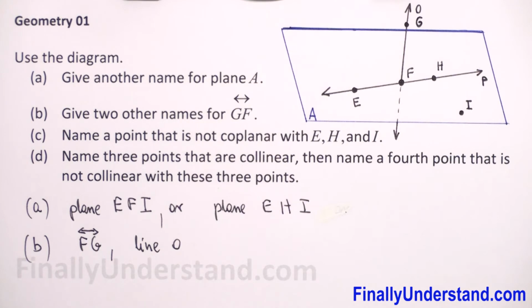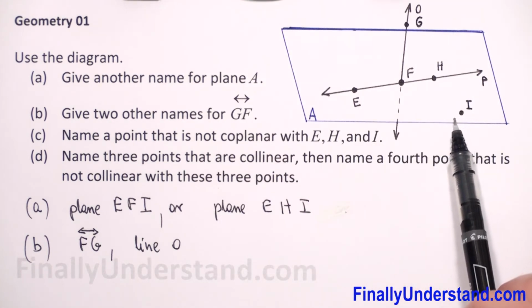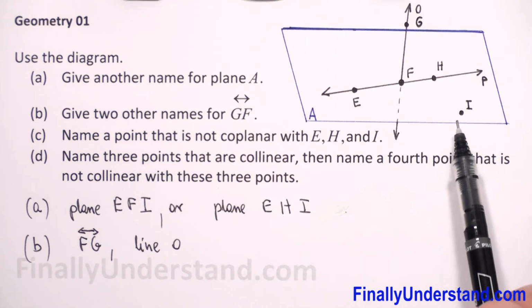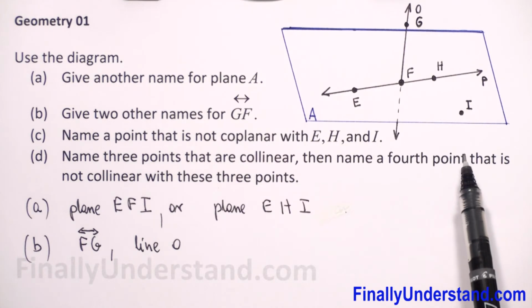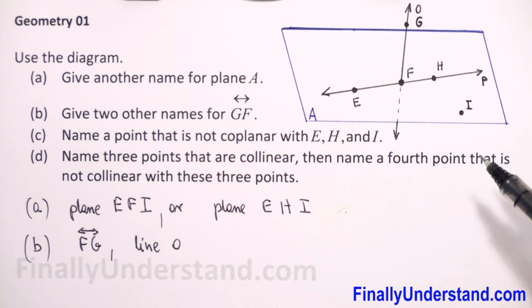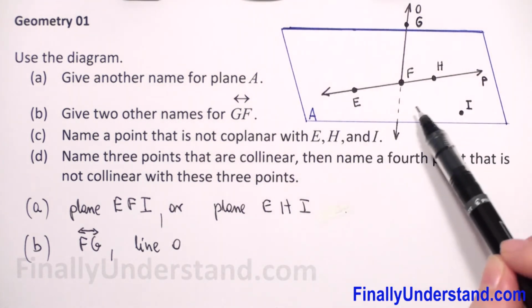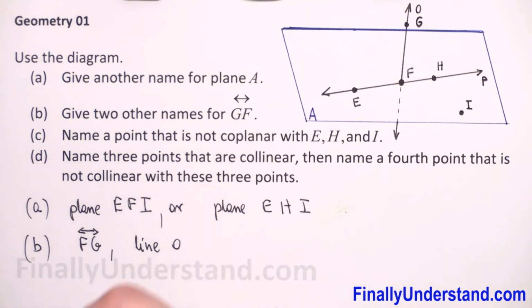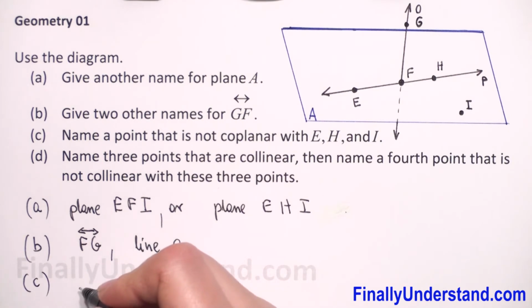Next, we have to name a point that is not coplanar with E, H, and I. What does coplanar mean first? Coplanar points are points that lie in the same plane. So in this diagram, only point G is not in the same plane. So the answer will be point G.